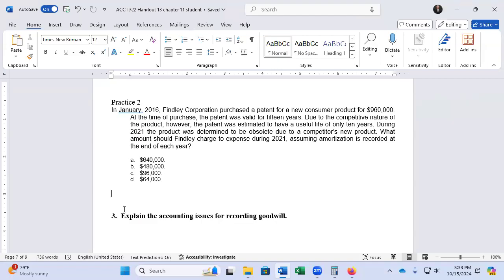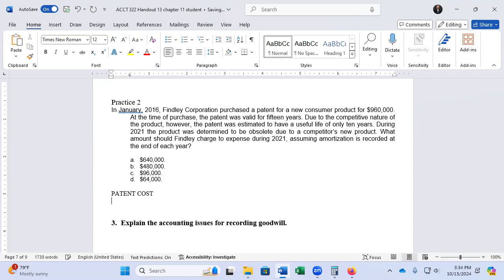Good to go? Anybody need another minute? Okay, so it says, and the hard part here is to look and say, okay, the patent was valid for 15 years, but it was estimated to only have a useful life of 10 years. So you have to take the patent cost, 960,000, and you have to divide that by 10 years useful life. And that equals 96,000 amortization per year.